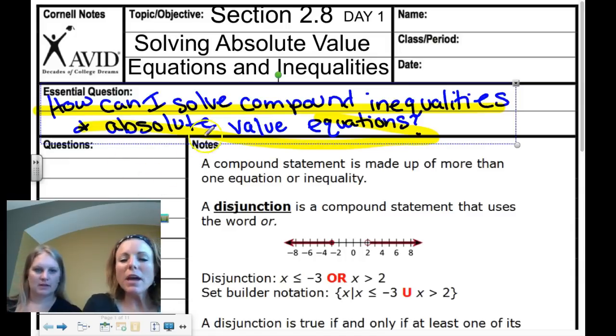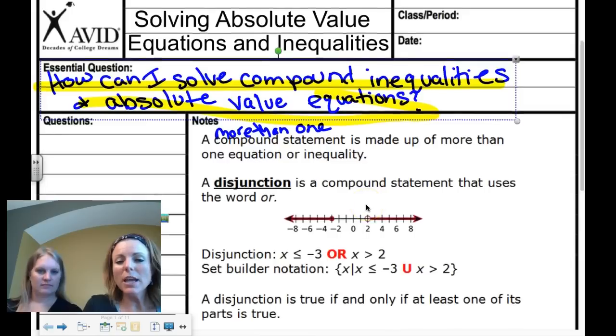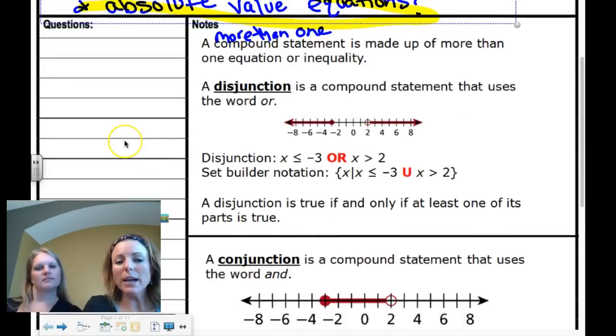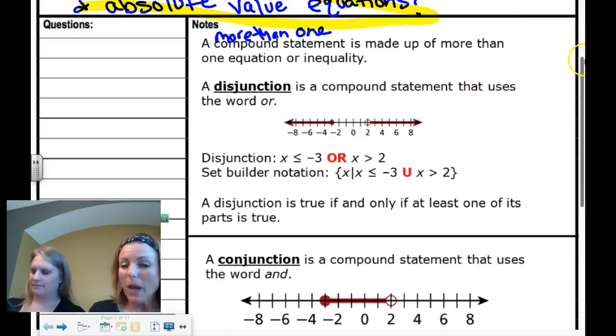Now we're going to talk about different types of compound statements. There's one called a disjunction, and another one called a conjunction. A disjunction, all that means is it's made up of more than one equation or inequality, still compound, but it uses the word or.